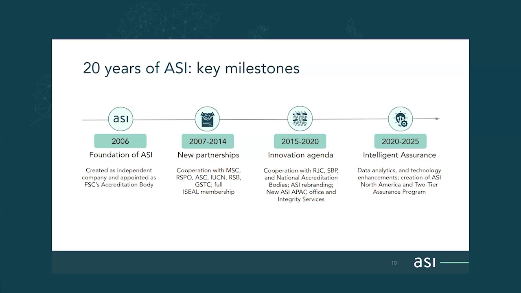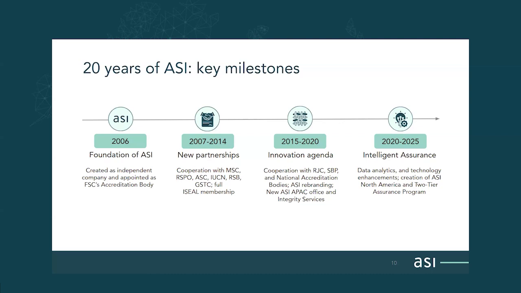Then in the past 10 years, we really focused on an innovation agenda. The world has changed considerably, of course, over the past 10 years for various reasons. First of all, we started collaboration with new sectors, new schemes like RJC, that's the Responsible Jewelry Council, SBP, Sustainable Biomass Program. We also launched the collaboration with national accreditation bodies, foremost in Europe.